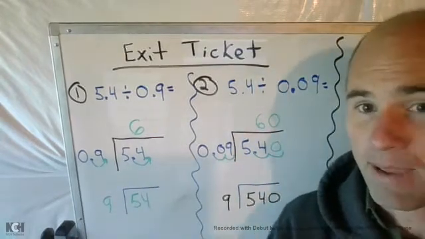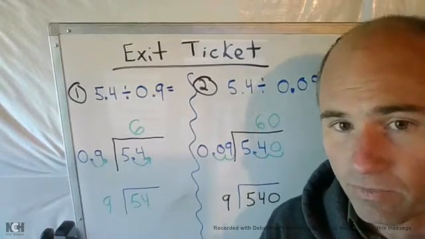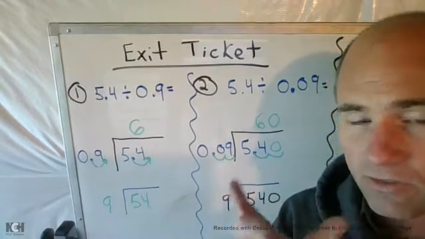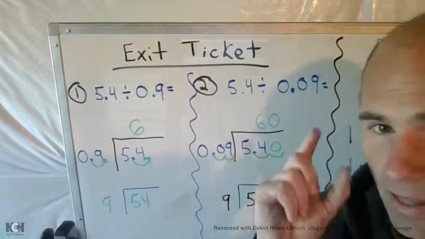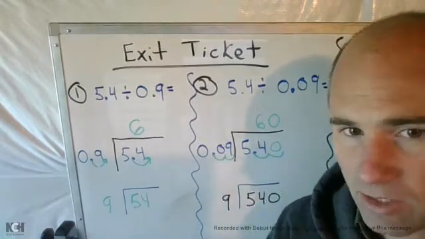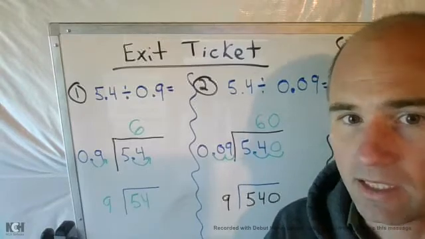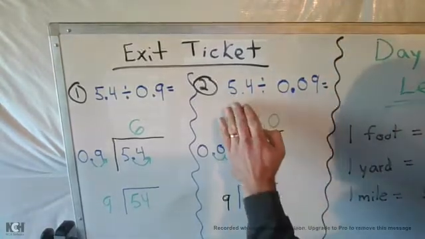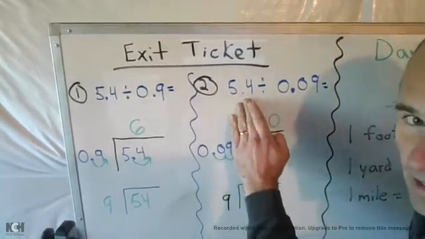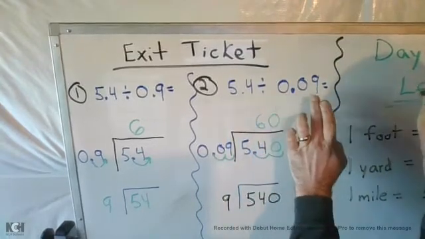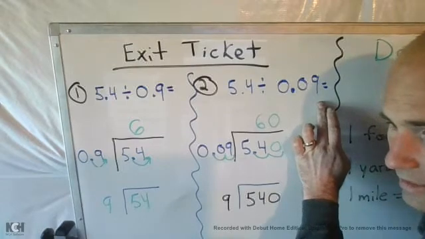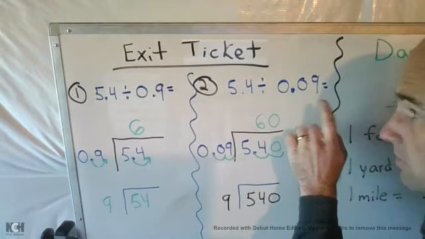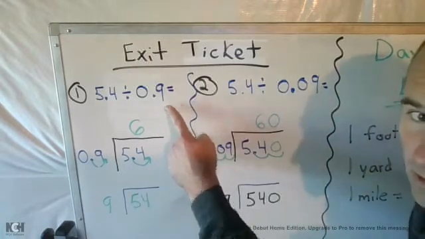Now, as I stated back on day 9, if you got the same answer for both of these, you know you did something wrong. Okay? Let's figure out, if you did get the same answer for both of these, what was your mistake? So for this one, we have 5 4/10 divided by 9/100. That's different than 9/10.